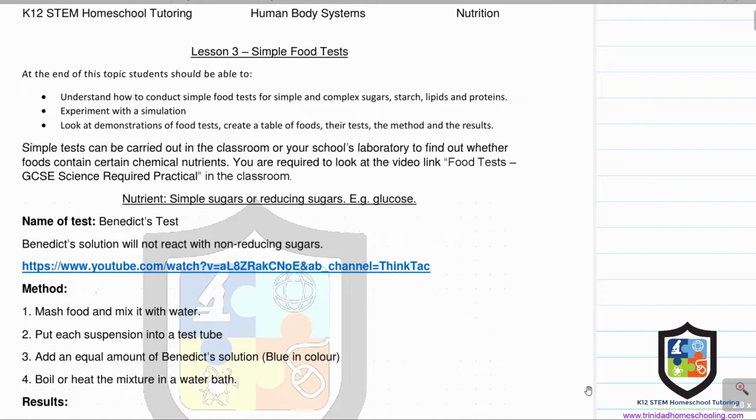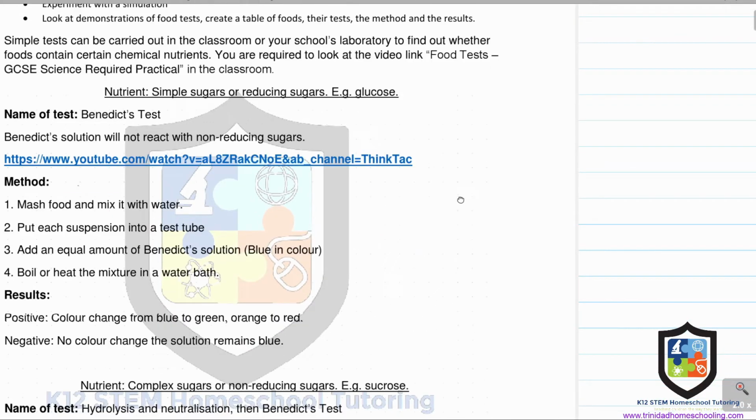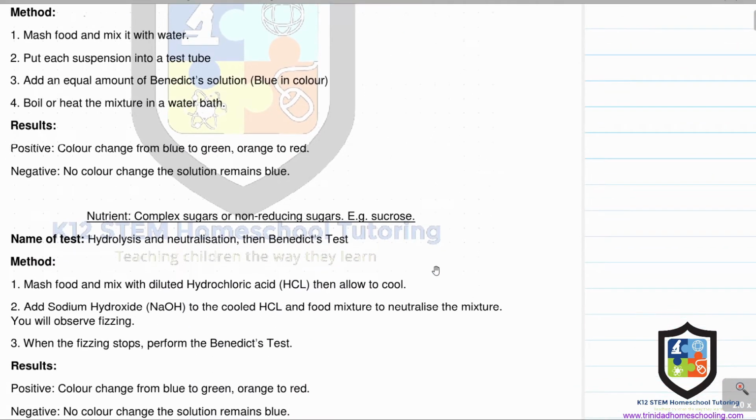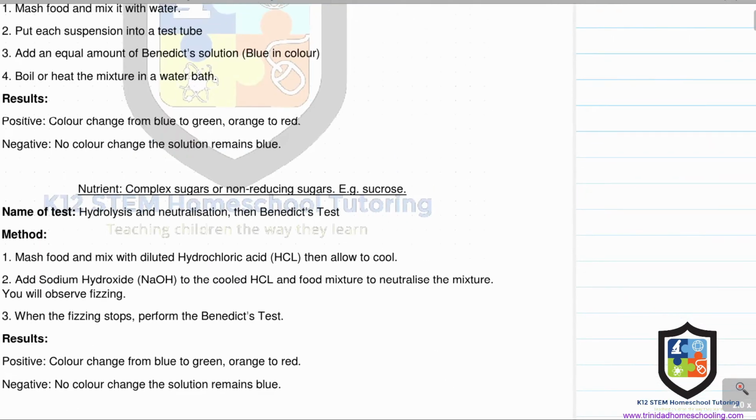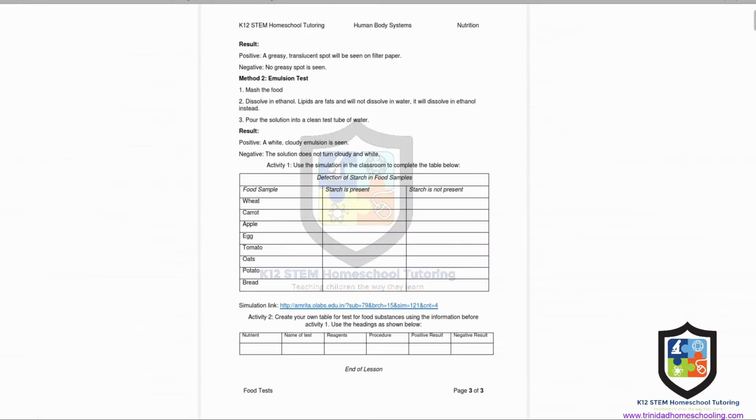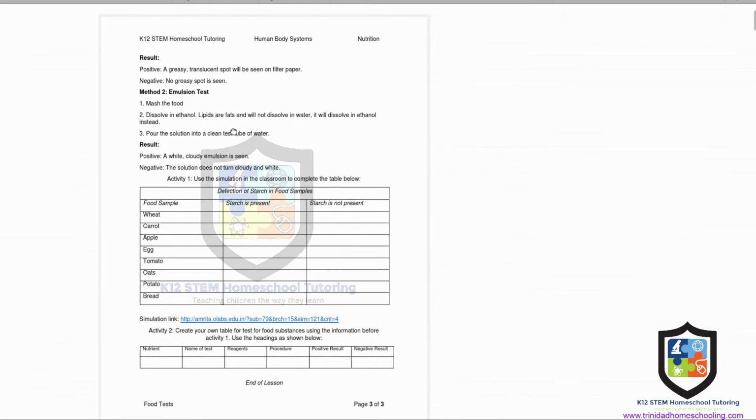Now the nutrients we're going to look at will be simple sugars, for example glucose, non-reducing sugars, for example sucrose. We're going to be looking at the test for starch, and for protein, for lipids, and for fats. Alright, so these are the tests we are going to be looking at.